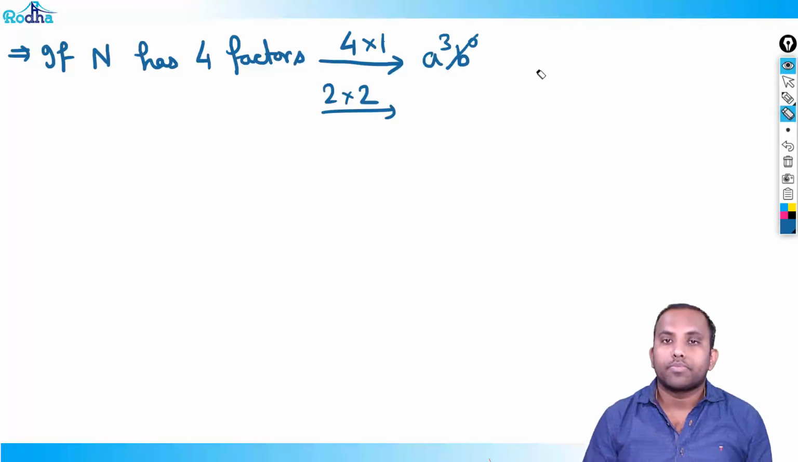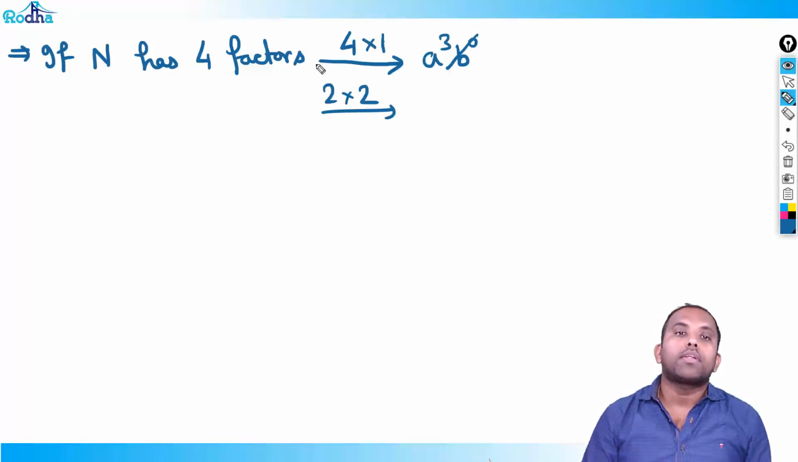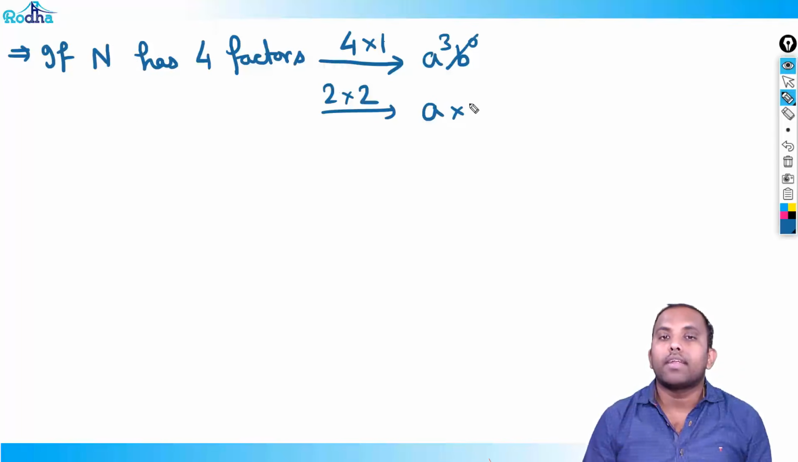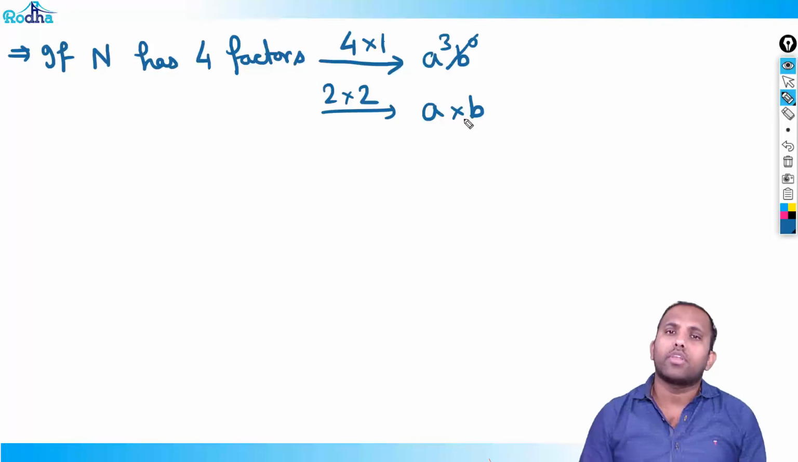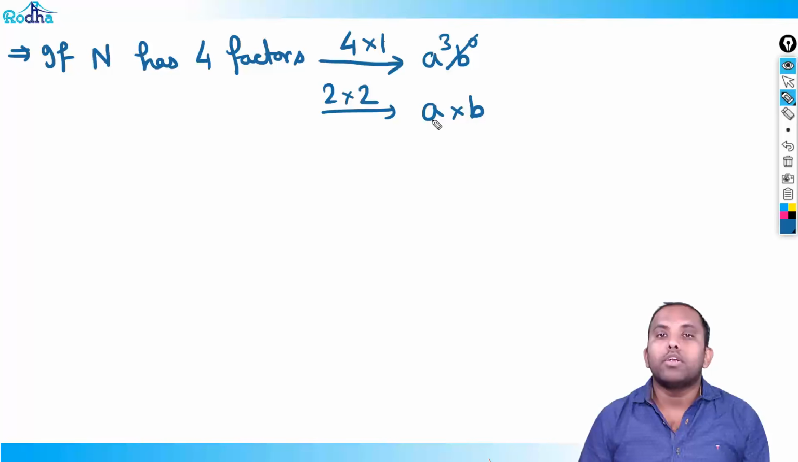So with 2 into 2, I'm splitting 4, or writing n in terms of 2 prime bases, a and b. Understand this very carefully. We'll do lots of examples, just concentrate. If n has 4 factors, 4 can be written as 2 into 2. So if I split it in 2 parts, that means n has 2 prime bases.